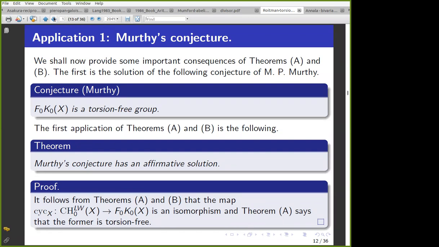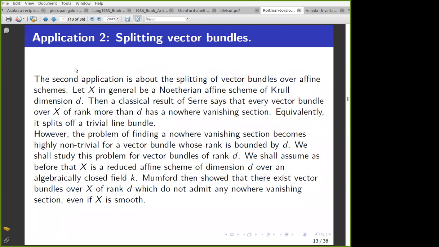So let's go ahead. Now let's go to the second application. The second application is about splitting vector bundles. Let X in general be a Noetherian affine scheme of finite dimension D. Then a classical result of Serre says that every vector bundle on X of rank more than D has a nowhere vanishing section. Equivalently, it splits off a trivial line bundle.